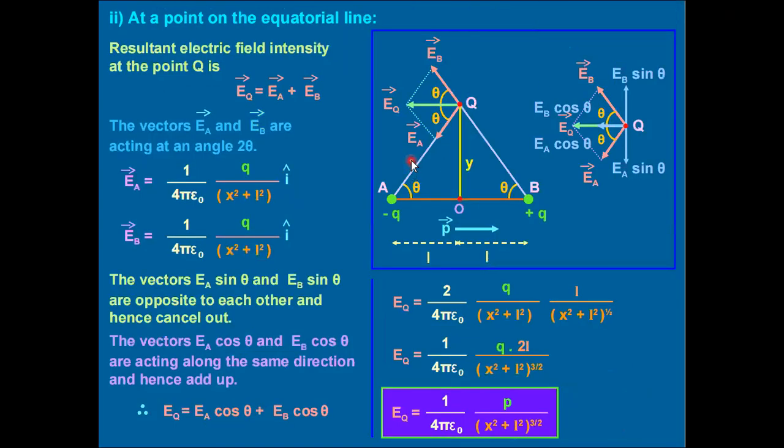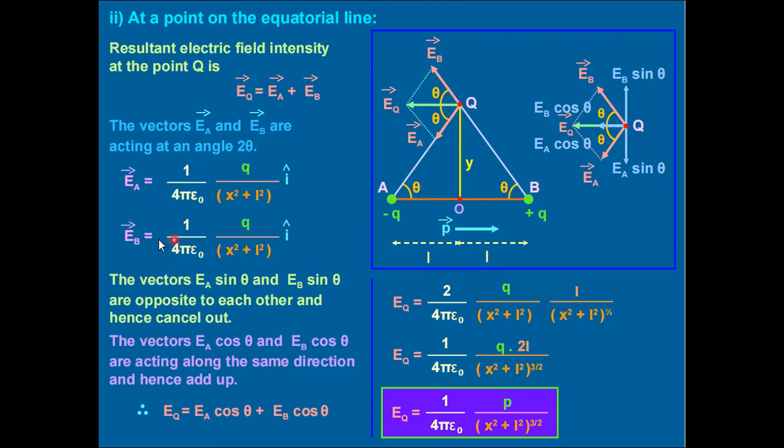Now we can find out the electric intensity at a point on the equatorial line. Suppose this is the equilateral triangle A, B, Q, where Q is the point and the midpoint is the median. At the point Q, the electric intensity EQ will be, according to the vector sum, the electric field at point A plus the electric field at point B. The vectors A and B act at an angle of 2 theta. This is theta and this is theta. The sum of these two will be 2 theta.